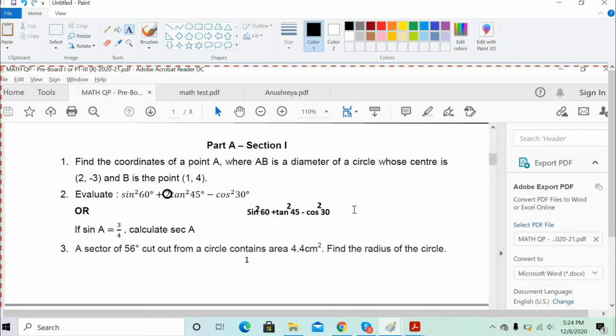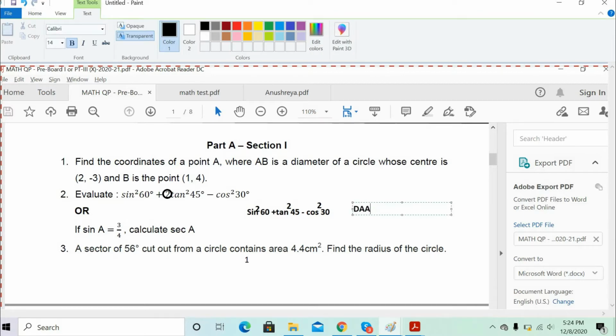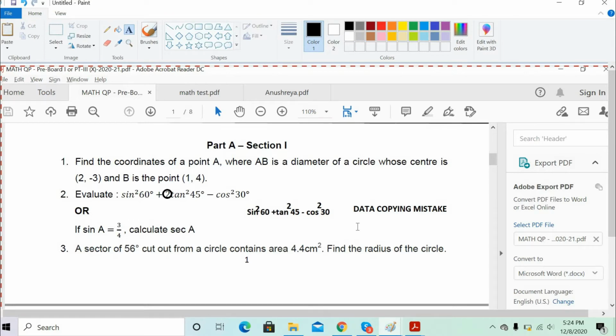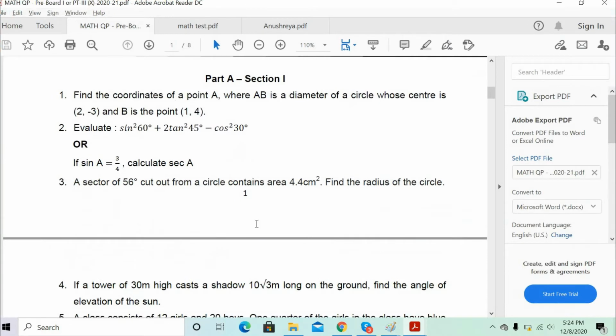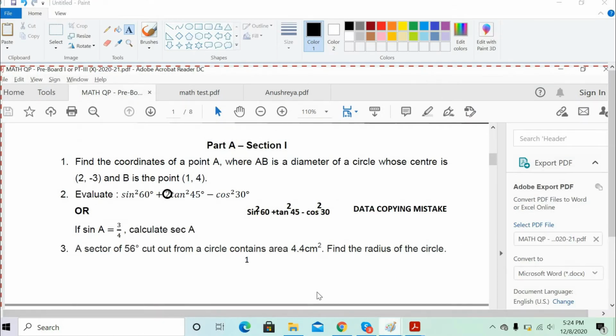So see, when does this happen? This is called the data copying mistake. This we need to avoid. So how do you avoid it? Let's understand. How do we avoid the data copy mistake?